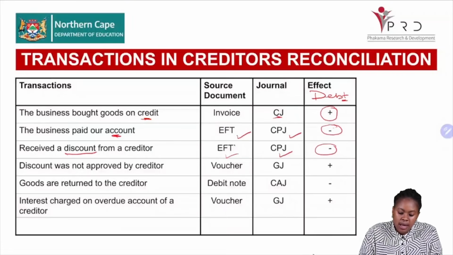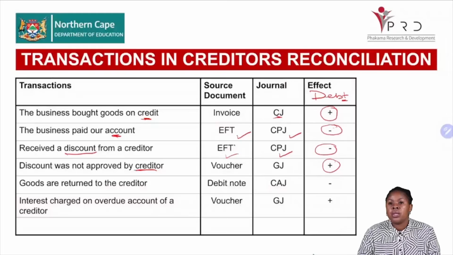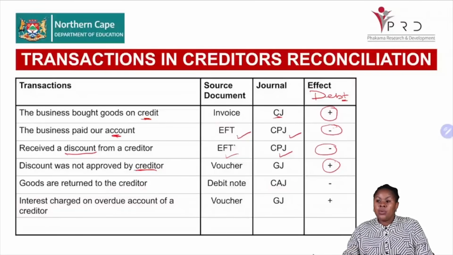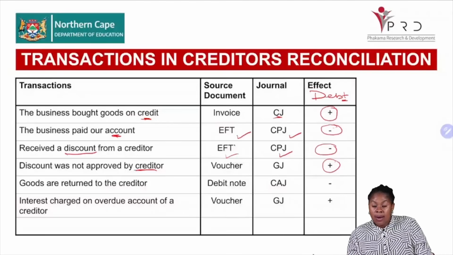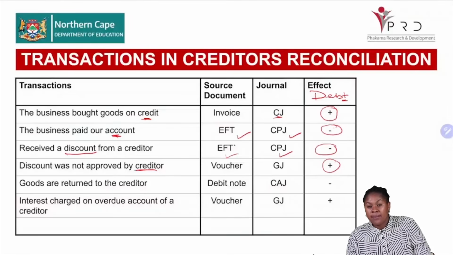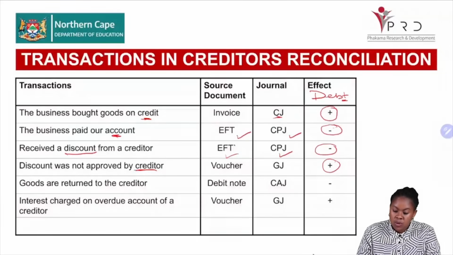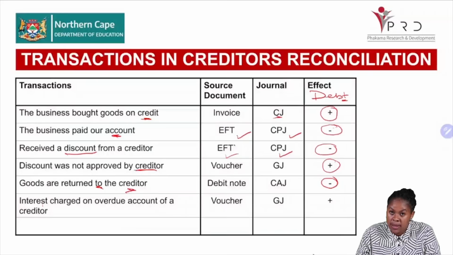Okay, then discount was not approved by the creditor, then that's when we cancel the discount, and that will increase our debt because we had said we received a discount for 200 rand, for example. That means we subtracted the 200 rand that we owed the creditor. But now that we have not qualified for the discount, we need to add back the 200. Okay, so 200. Goods are returned to the creditor. That will reduce our debt because we took back the goods. We don't have their goods anymore.